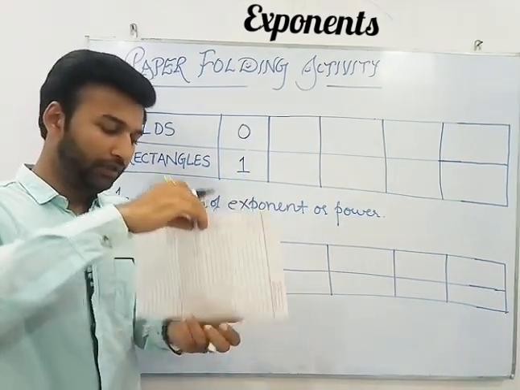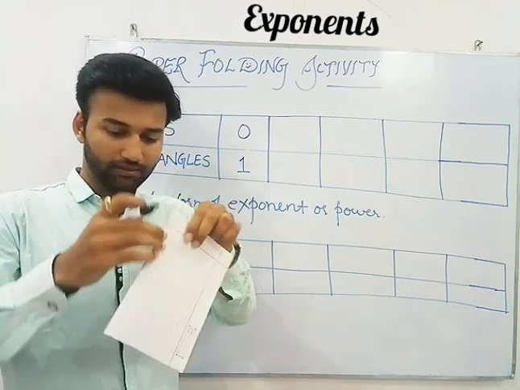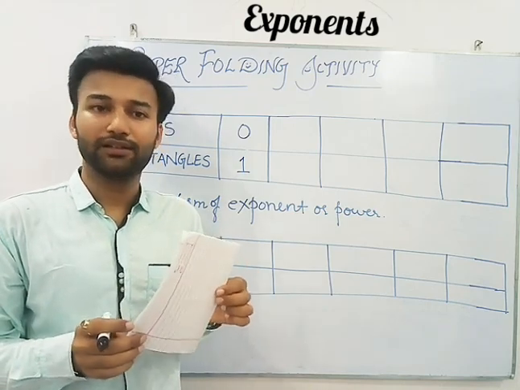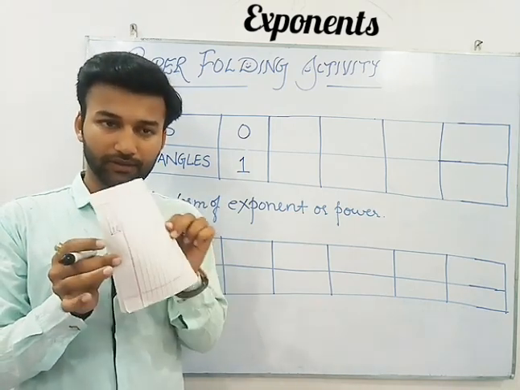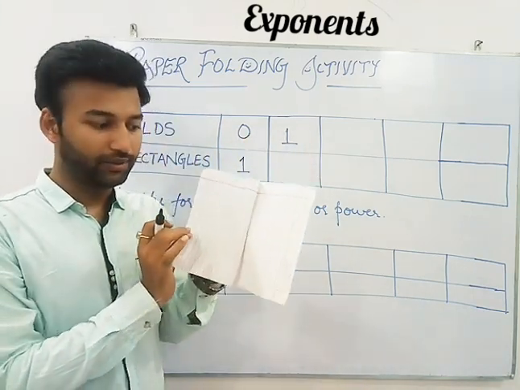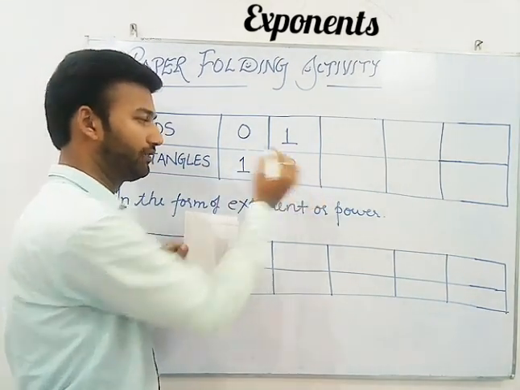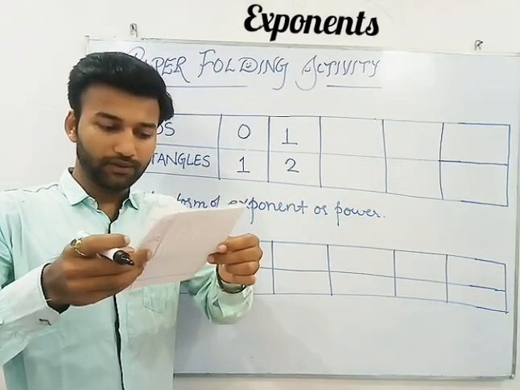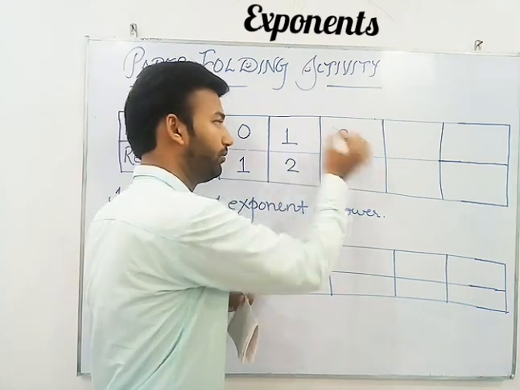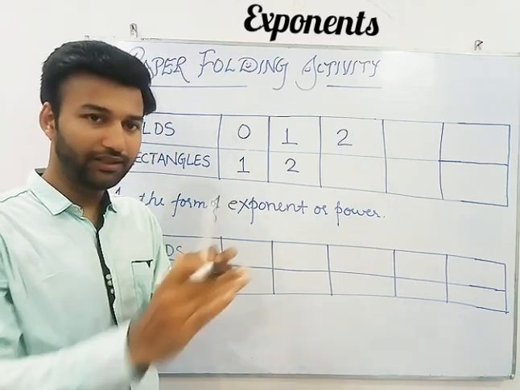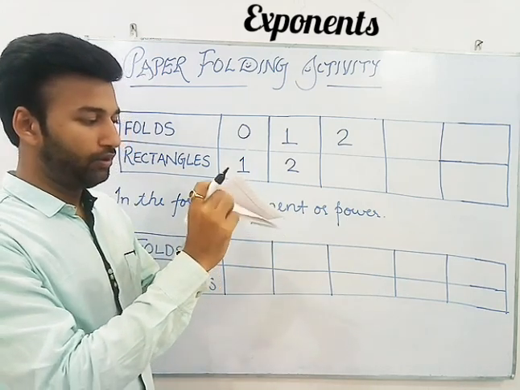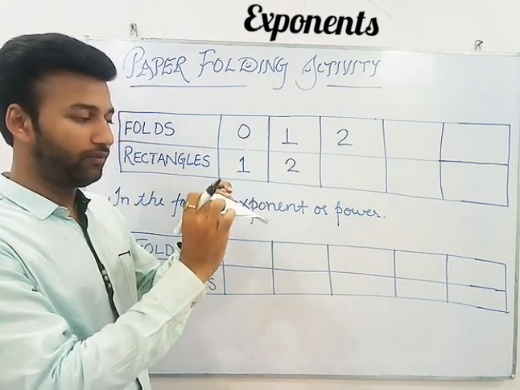Now when we fold this paper, the size decreases, but the number of rectangles increases. How many folds are there? Only one fold. And how many rectangles? You can see 1, 2 rectangles. Now we fold this paper once again. How many folds are there? 2. Now count the rectangles. The size is decreased, but the number of rectangles increases. 1, 2, 3 and 4.